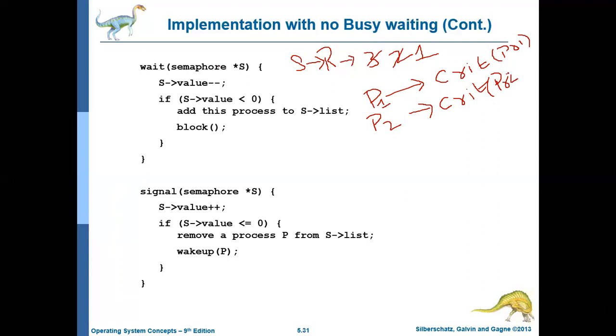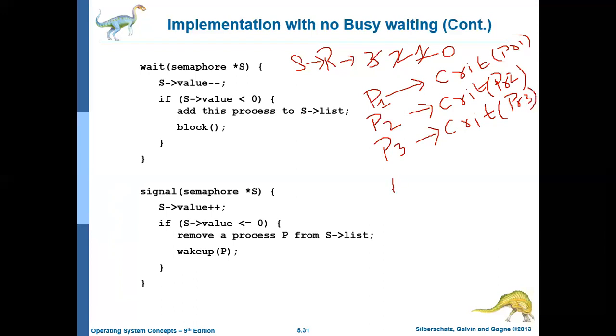Now say another process P3 comes. P3 calls wait, and it will decrement s, so it will become 0. But still P3 also gets in, so it also enters the critical section and it got printer 3. Now say another job P4 comes.